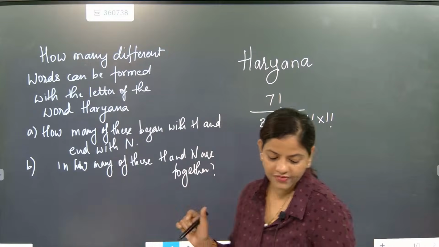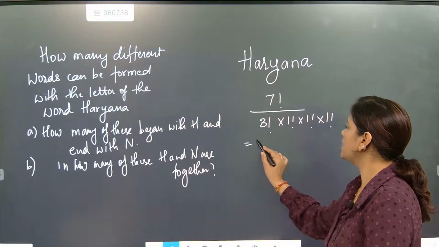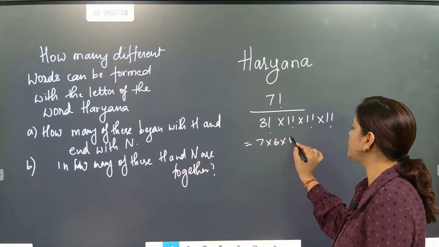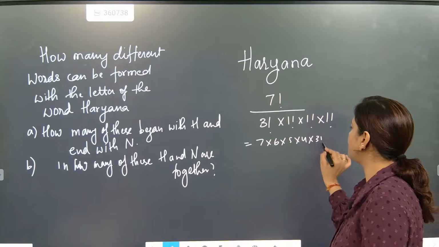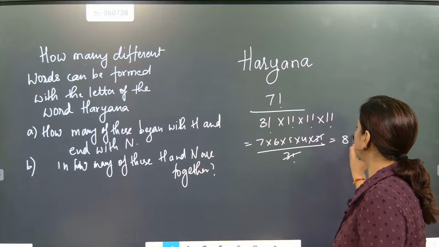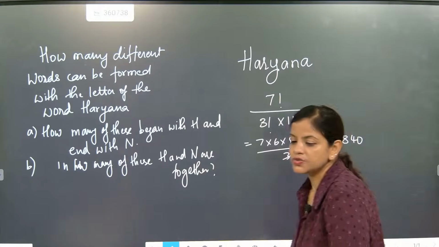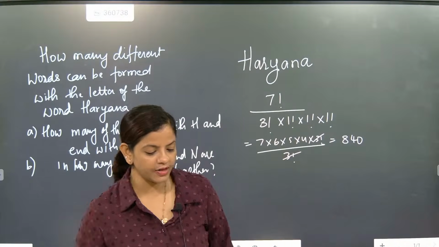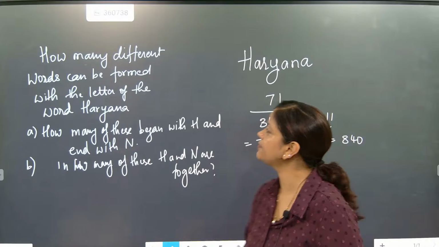7 factorial by 3 factorial. Well, what is the answer? 7 into 6 into 5 into 4 into 3 factorial by 3 factorial. So what is the answer? 840. Understood. Once you are getting 840, next what question are they telling?